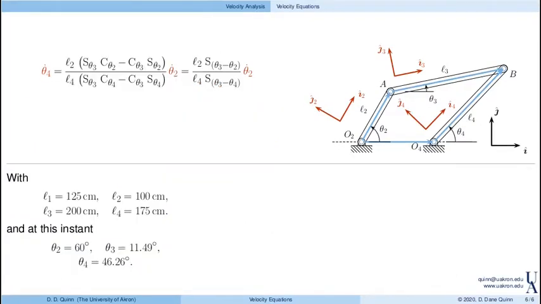One important point of all this is that the velocity of a mechanism depends on the configuration. So it's not enough to say, oh, the input velocity of this link is, whatever it is. You also have to know where the mechanism is in order to determine the velocity variables. So, for example, again, this is what we had for theta 4 dot.